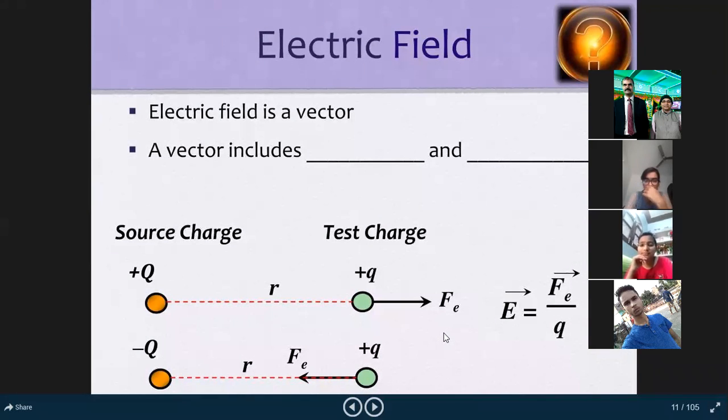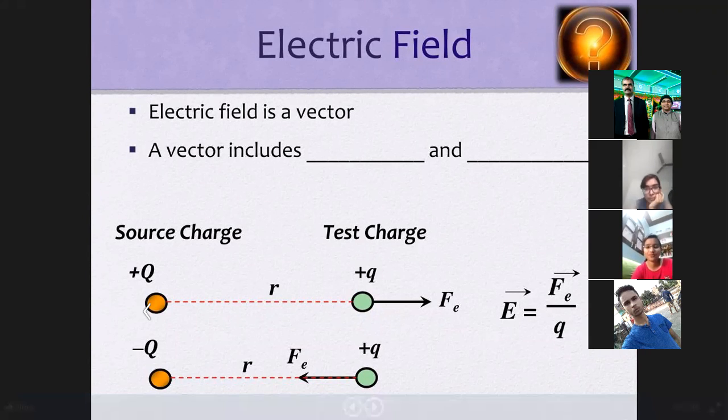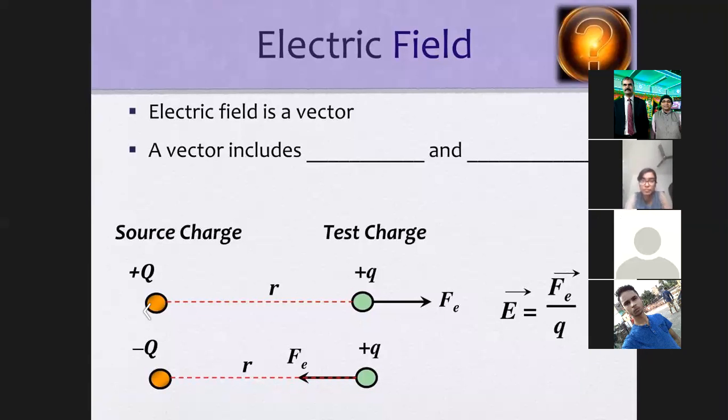Now try to understand. In the two situations, we have seen that the electric field always diverges away from a positive point charge, while in the case of a negative point charge, the electric field is directed towards the point charge itself.